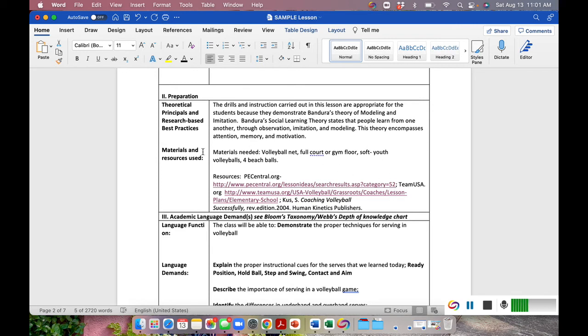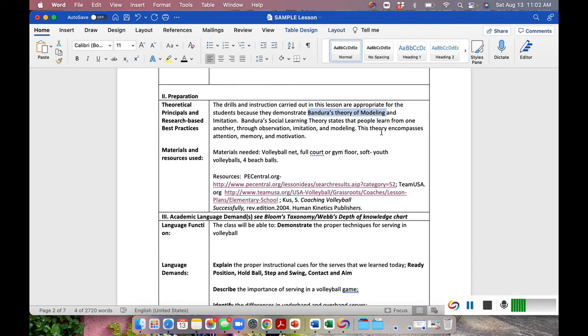Just because it's not there doesn't mean I'm not going to grade it, okay? This is really important. Theoretical principles and research-based best practice. Frequently, what students will take a look at in PE, because it works so well, is Bandura's theory of modeling. What that says is that if I'm going to teach you something, if I model that skill for you, that helps you to learn, okay?